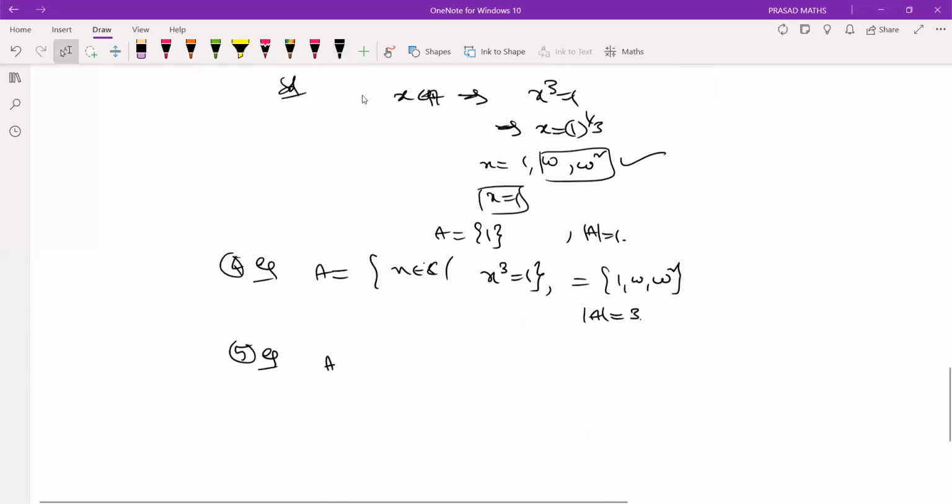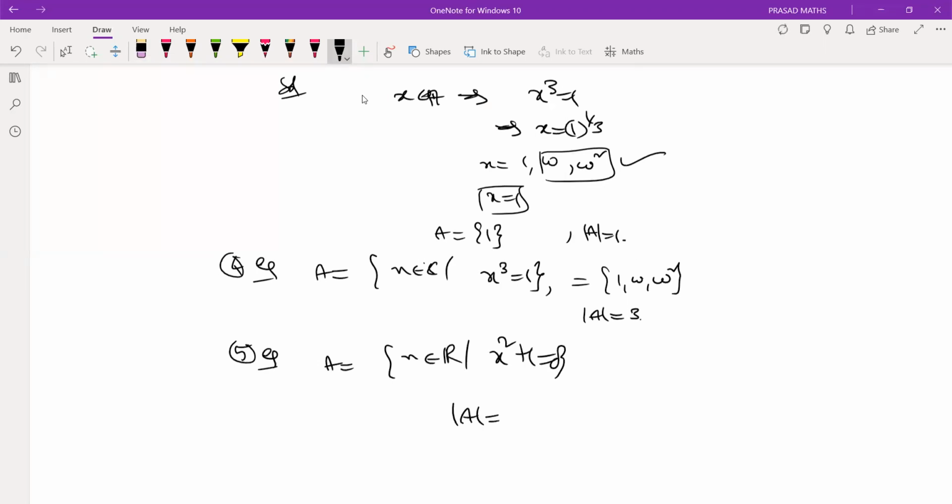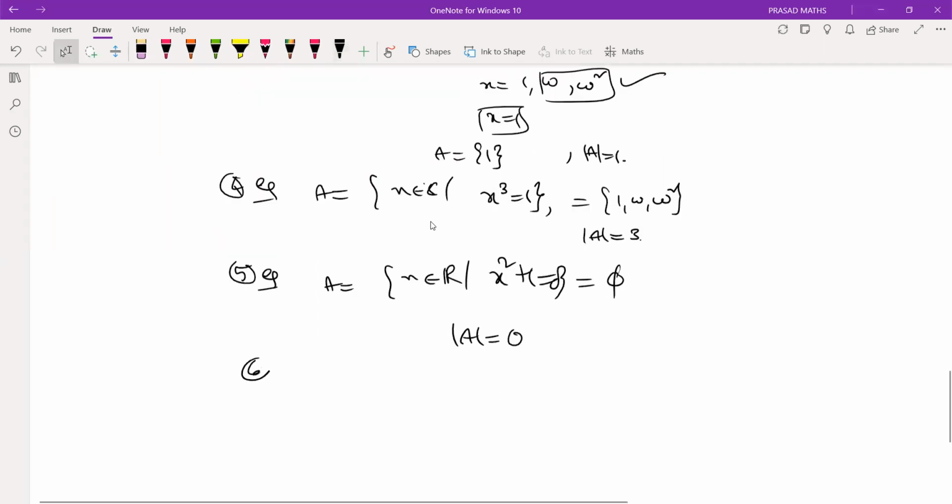Suppose you take the set of all real numbers such that x square plus 1 equals 0. What is the cardinality of this? 0. Because it is an empty set, as I already told you, cardinality is 0. Suppose you take the set of all real numbers such that x square plus 4 equals 0. What is the cardinality? Also 0.